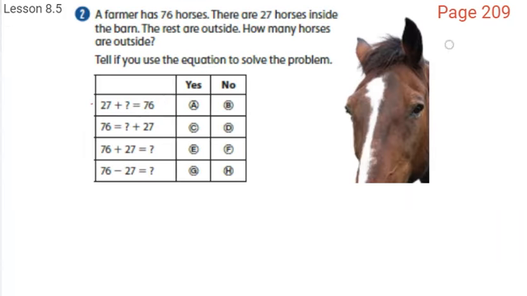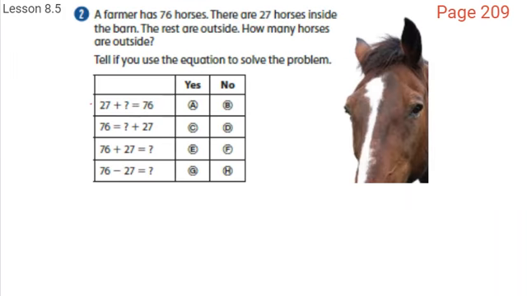There you go. Let's move on. Still on page 209. Let's read the problem through. A farmer has 76 horses. There are 27 horses inside the barn. The rest are outside. How many horses are outside? Tell if you use the equation to solve the problem. I want you to pause the video and work on this yourself. I know you can do this.